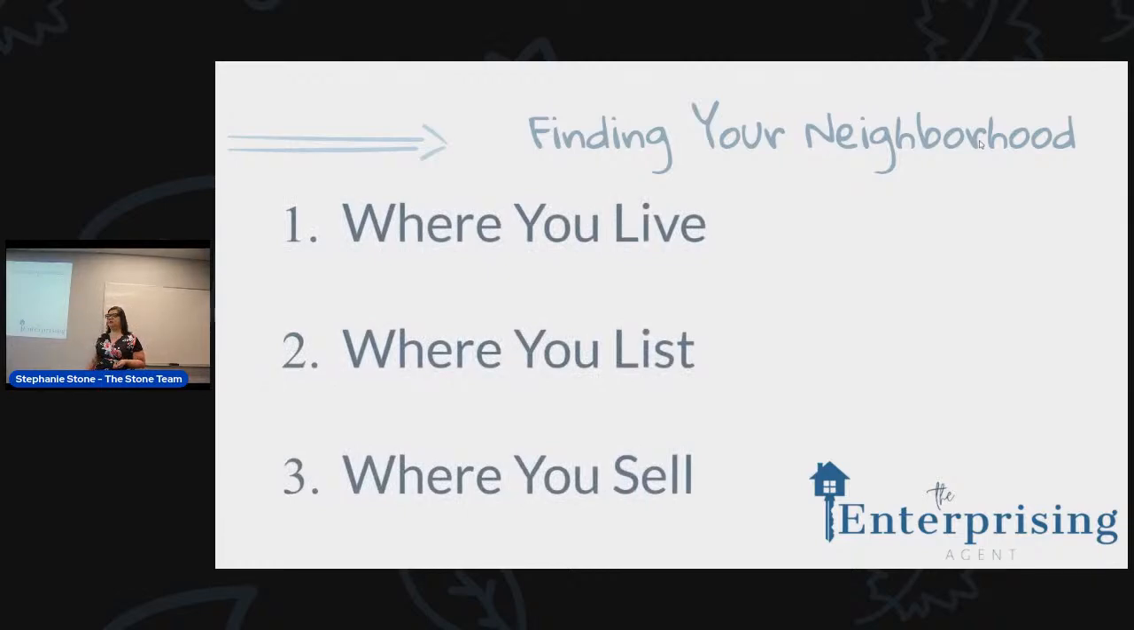Your ideal neighborhood could be where you live. For me, mine is where I live. It is my neighborhood. I live there. I pay taxes there. It's where I live, but it's also my niche. I live close to Woodlawn Lake. My jam is historic homes. So I live where my niche is, so that's where I like to farm. Yes? What if where you live, there's a very low turnover? We'll talk about that.